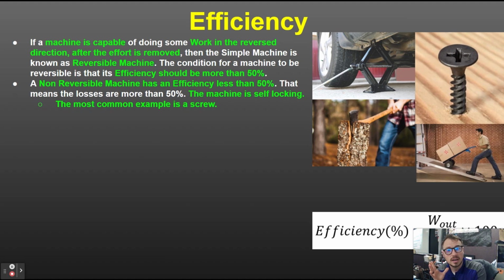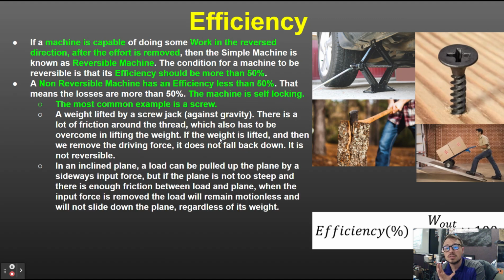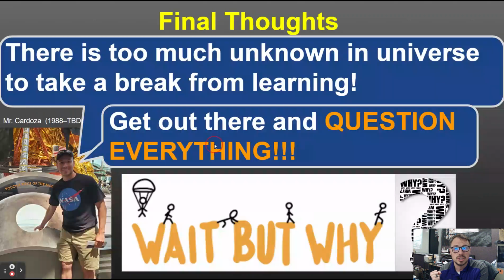Same thing with a car jack, which is another kind of screw, or an axe where you hit some wood. Well, it can stick in there, right? It doesn't necessarily just pop right out. And an inclined plane can be very low efficiency if the friction is high enough and maybe the inclined plane is low enough, because sometimes things can just sit on an inclined plane without sliding back down. So sometimes you want a low efficiency on a machine.